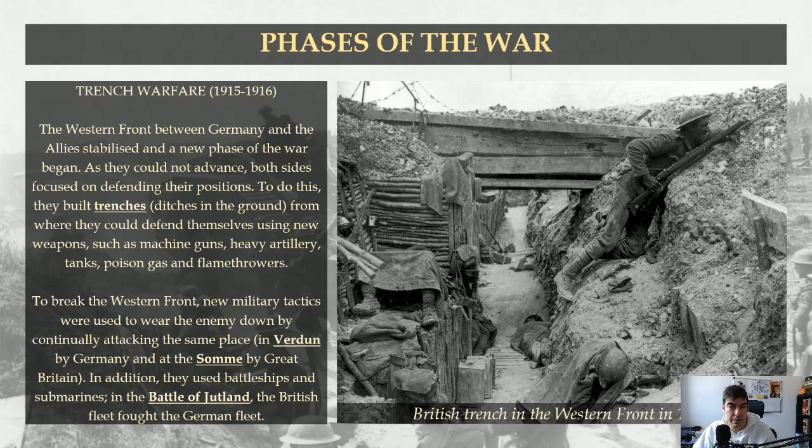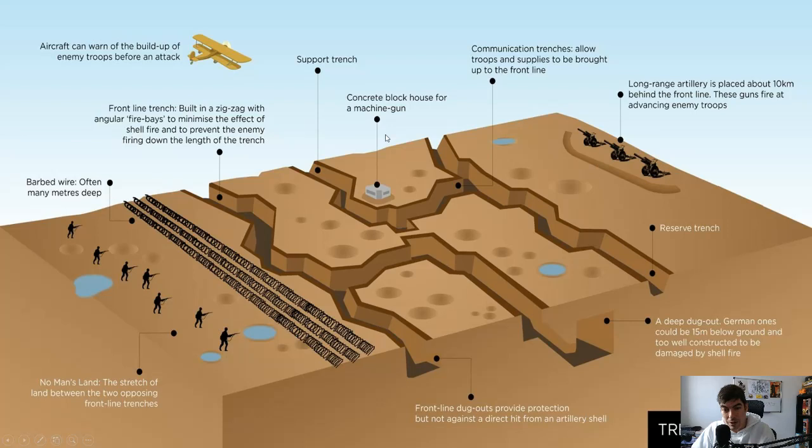This is trench warfare. A lot of ditches in the ground, which were usually connected with each other, like urban planning. And this is no man's land with barbed wire and mines, and we can also find bunkers or machine gun pits, and behind the trenches we have the long range artillery. And this warfare lasted for most of the war.